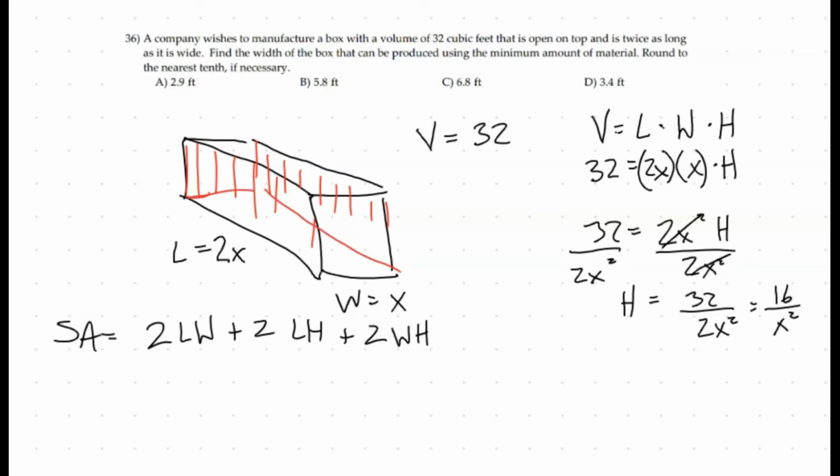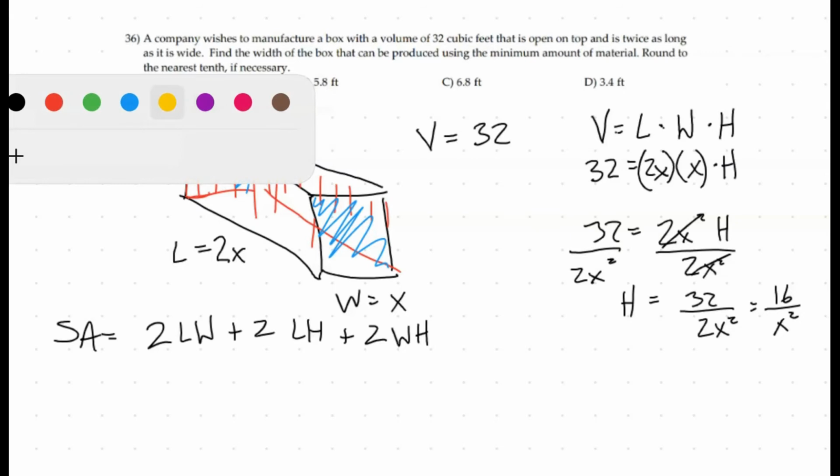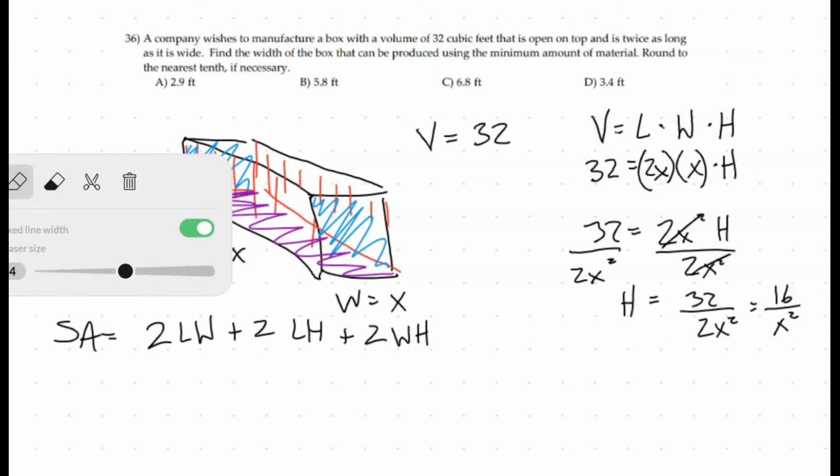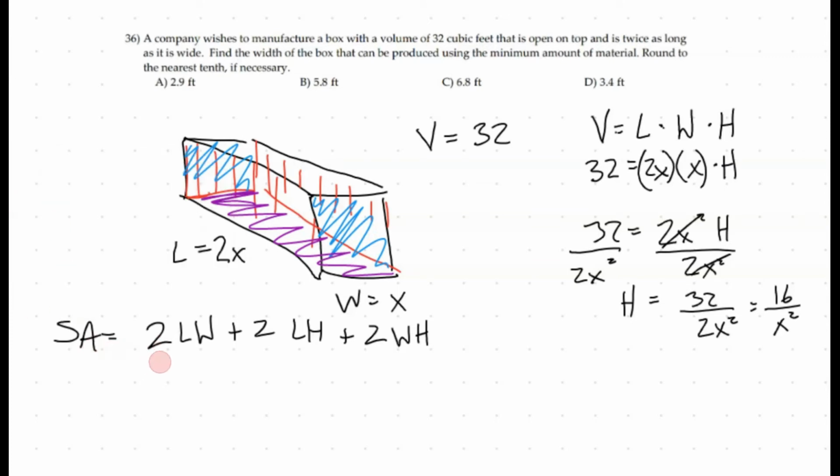And then we've got one for this front and one for this back. That's the width times the height. And then we've got one for the bottom, but in this case, there's not one for the top. So those are made up of the length times the width. So instead of there being two length times widths, there's actually only going to be one in this case. So we're going to get rid of that 2. There's only going to be 1.